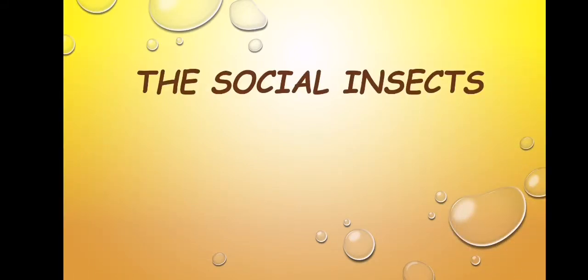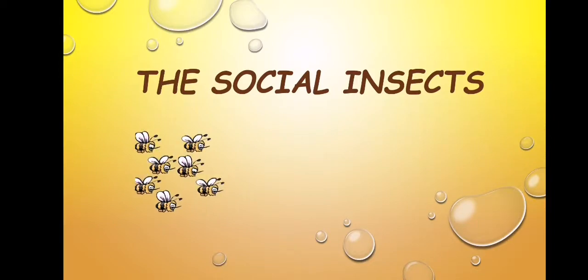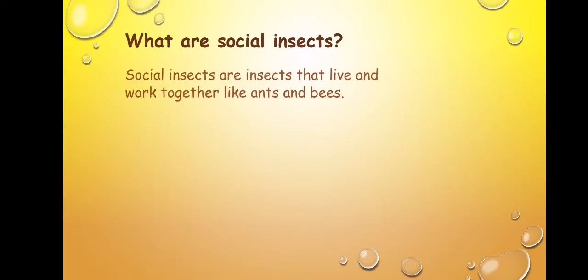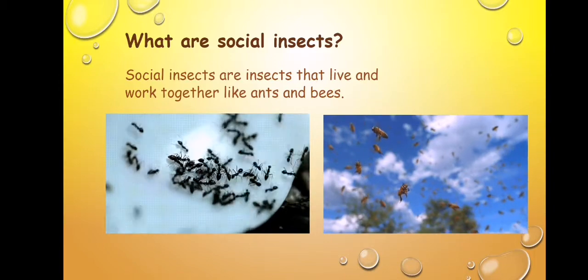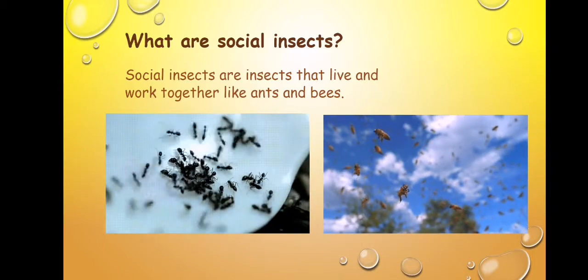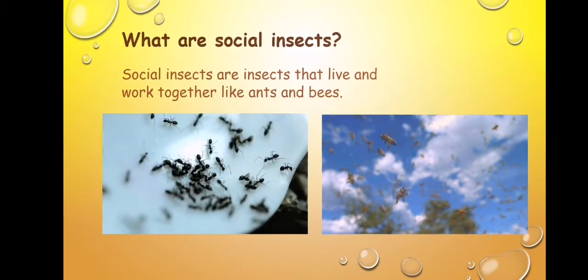Our lesson today is the social insects. Let's find out what the social insects are. The social insects are insects that live and work together, like ants and bees. So ants and bees are social insects.